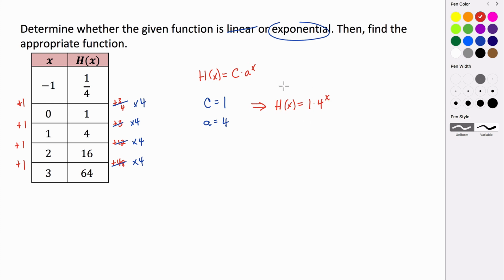Now, this is a perfectly fine equation, but we don't really need this 1 here. If you want to keep the 1 there, that's okay, because it does tell us the initial value or the y-intercept right off the bat. But we can also get that by just plugging in 0 for x. So another perfectly appropriate, equivalent form is h of x equals simply 4 to the x power. So that would be our exponential function.